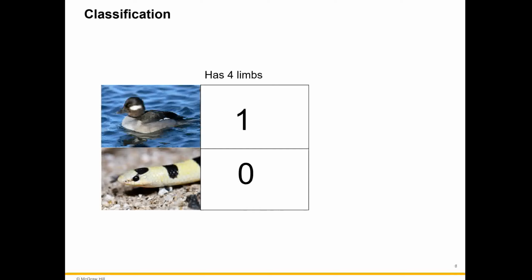So classification: if we're trying to figure out who is a tetrapod, well, ducks have 4 limbs, snakes don't have 4 limbs, so snakes can't be a tetrapod. This is classification. Systematics would be, well, who has an ancestor who's a tetrapod? Ah, they both do, so they must be related somewhere along the line.